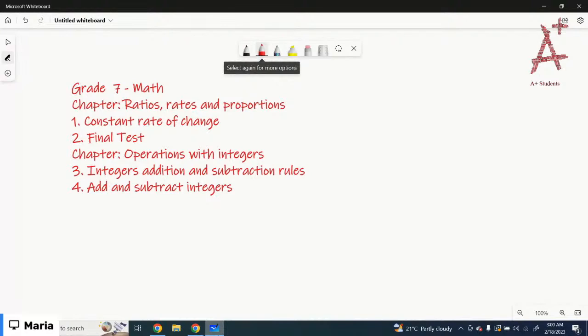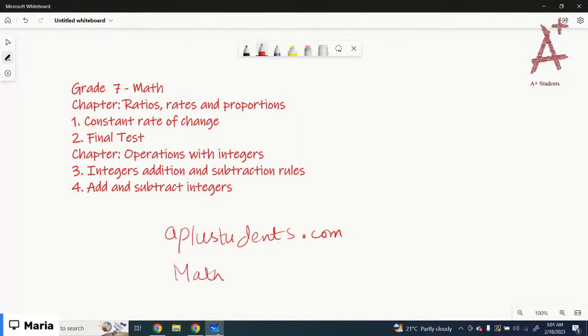So, we're going to start with grade 7 maths. You can find all the lessons on aplusstudents.com. You have to log in there using your email address and password as provided by the administrator. Then select math from the subject tab, scroll down to grade 7 maths, and click on view all lessons. There you can find the list of the chapters.